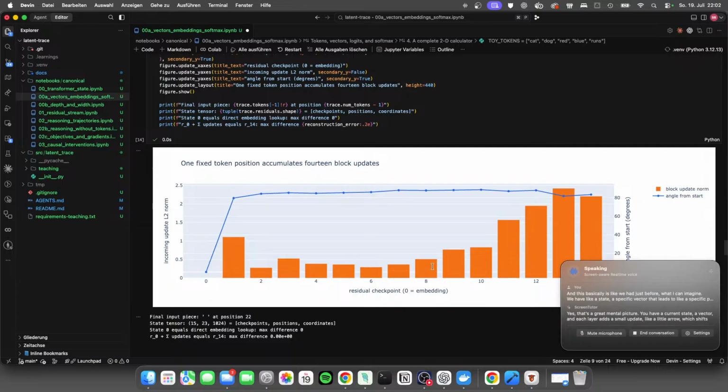Yes, that's a great mental picture. You have a current state, a vector, and each layer adds a small update, like a little arrow, which shifts you to a new point in that space. String those updates together and you get a path. The angle from start tells you how the overall direction has rotated compared to the beginning. The block update norm tells you how big each step is, basically the size of that little arrow. Bigger norm, bigger move. Smaller norm, a gentle nudge. Together, they show how the model changes meaning over layers.